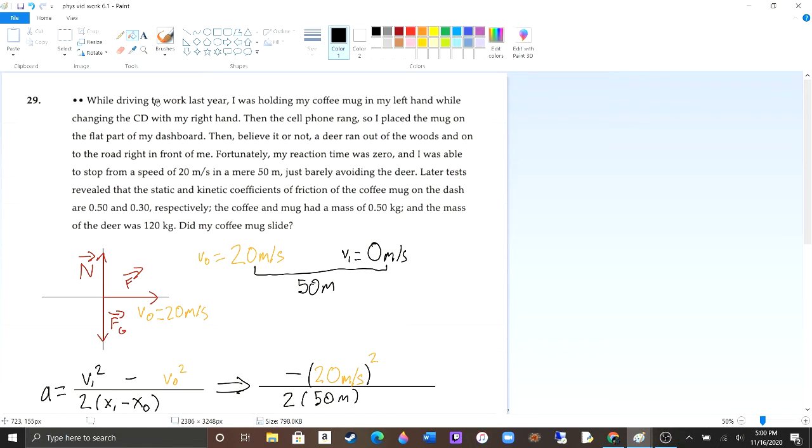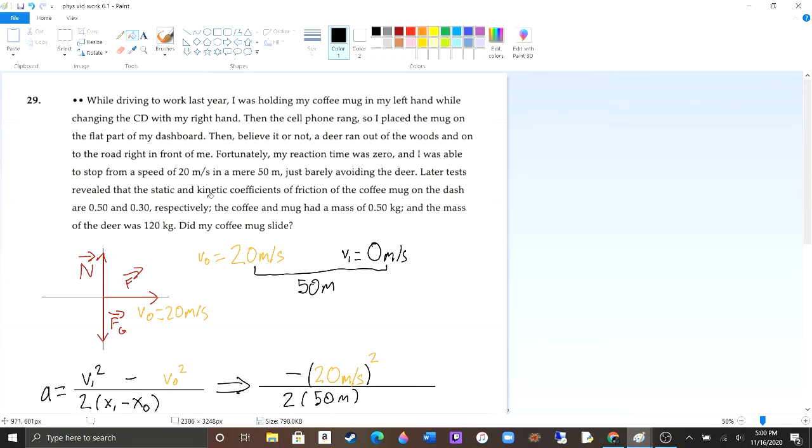So the question is, while driving to work last year, I was holding my coffee mug in my left hand while changing the CD with my right hand. The cell phone rang, so I placed the mug on the flat part of my dashboard. A deer ran out of the woods and onto the road right in front of me, but my reaction time was 0, and I was able to stop from a speed of 20 meters per second in 50 meters.